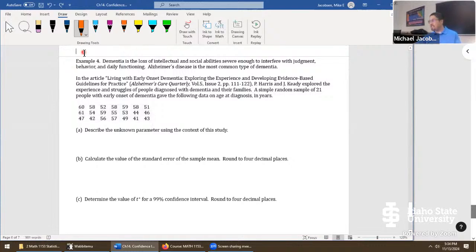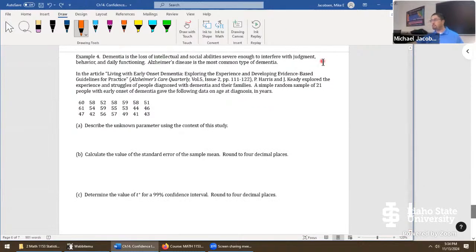Let's review what the context is. They tell us dementia is the loss of intellectual and social abilities severe enough to interfere with judgment, behavior, and daily functioning. And they tell us Alzheimer's is the most common form of dementia. In this particular article, living with early onset dementia, the authors explored experiences and struggles of people diagnosed with dementia and their families. But they go on to say right here, we have a simple random sample of 21 people. So that's good information for us.